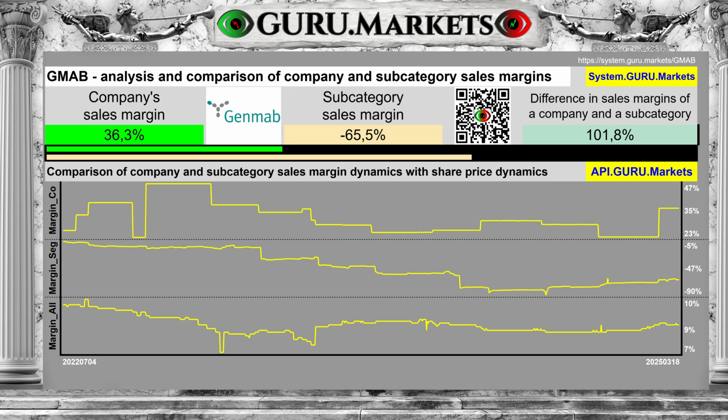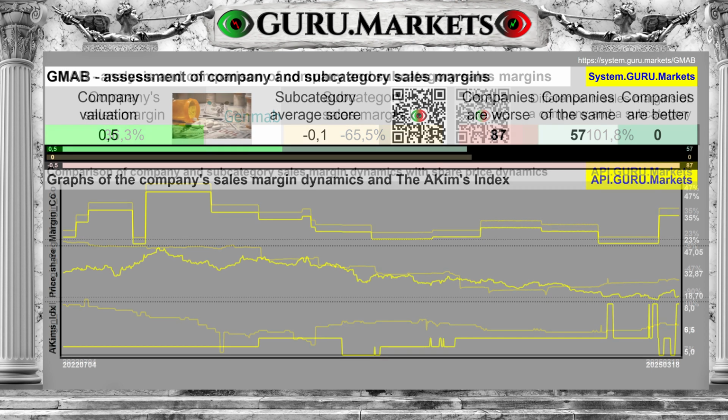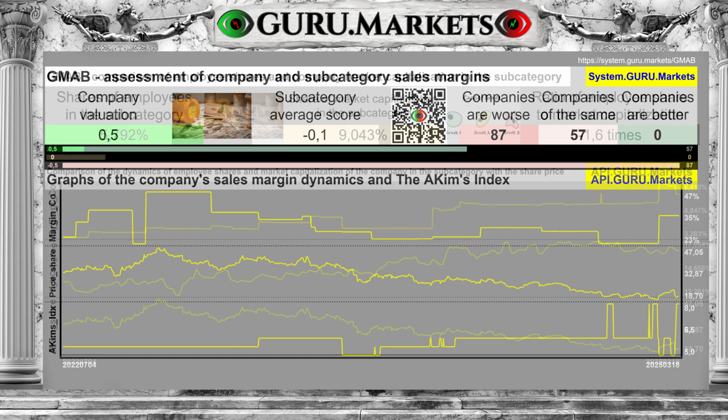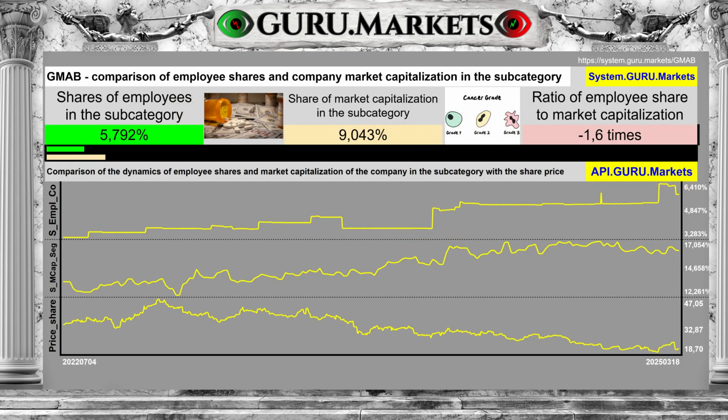The difference between the subcategory average and the company's performance is 101.8%. Assessment of marginality in comparison with the indicators of companies in the subcategory, good, 0.5 points. The company's share by number of employees in the subcategory is 5.792%, which is 56% less than the market capitalization share. This reflects the imbalance of the company's current exchange price, Genmab ADR, rather towards revaluation.